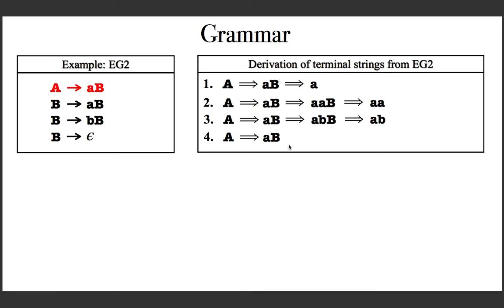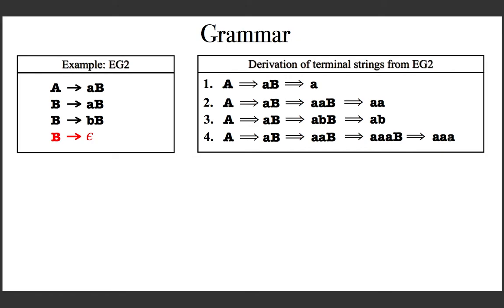One more example, the first production is applied, I am getting small a capital B. This capital B is now going to be replaced using the second production, so capital B is replaced with small a capital B. Then I am going to apply production number 2 again for this capital B. So again this capital B will be replaced with small a capital B. And now I am going to apply the last production, that is, this capital B is going to be replaced with epsilon, and hence I am deriving small a.